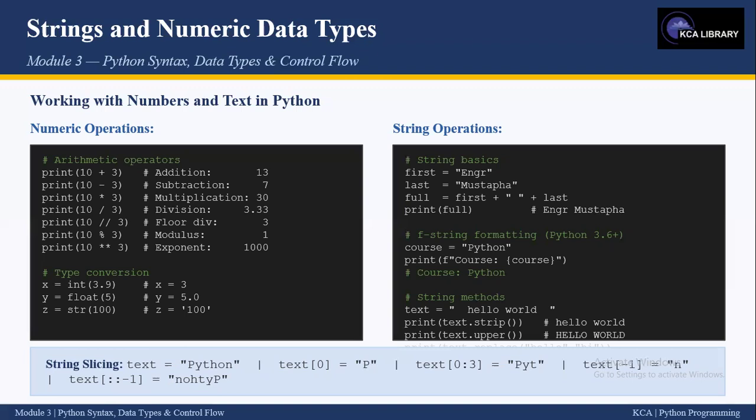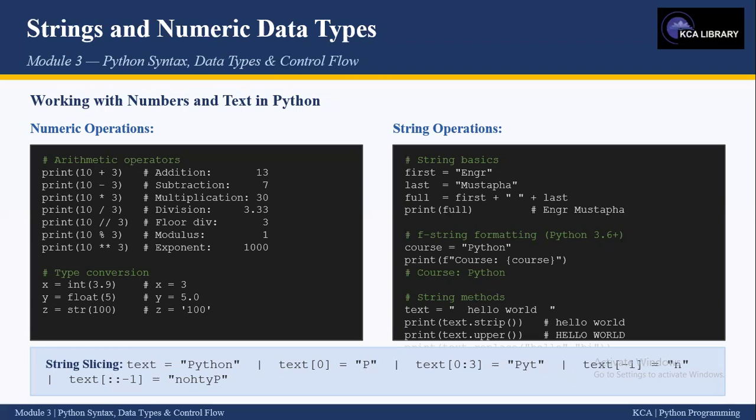Print 10 minus 3, equals 7. Print 10 times 3, that is multiplication, 30. Print 10 divided by 3, that is division, 3.33. Print 10 modulus 3. Then print 10 star star 3, that is exponentiation, which is 1000.